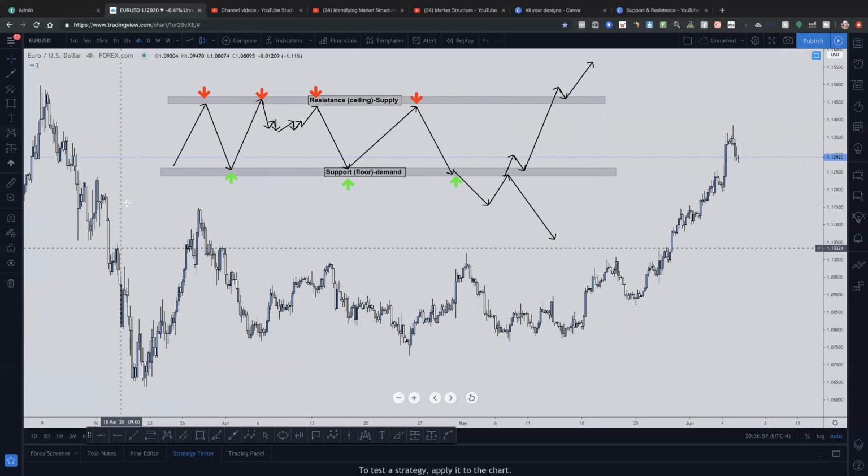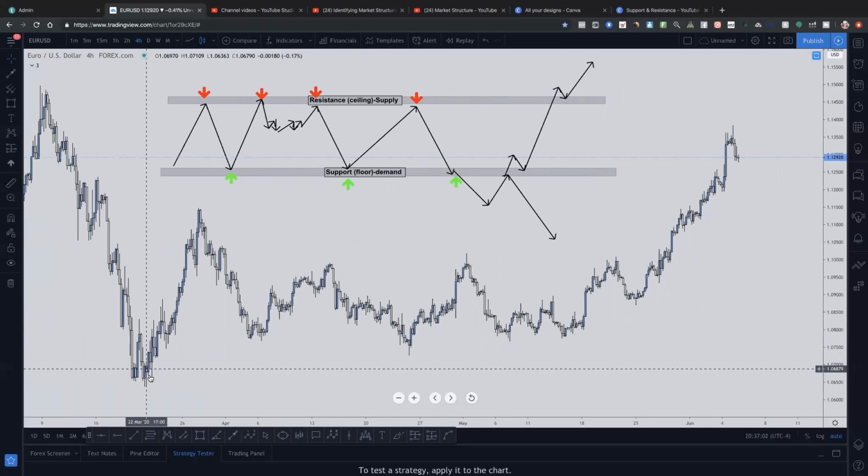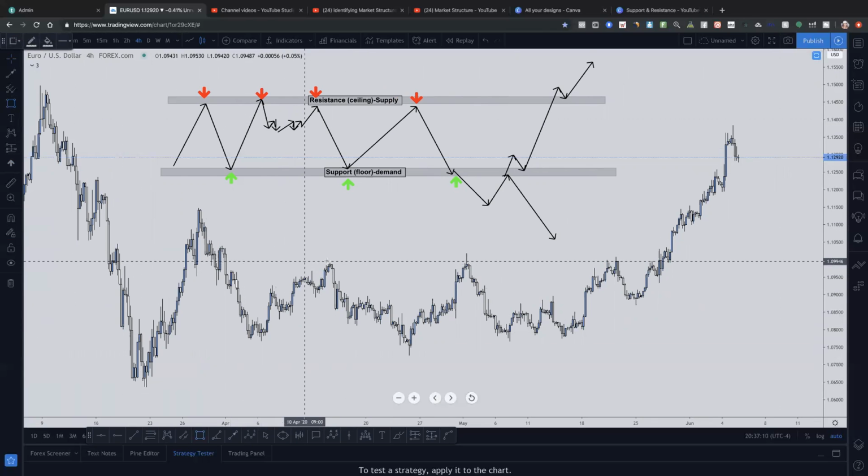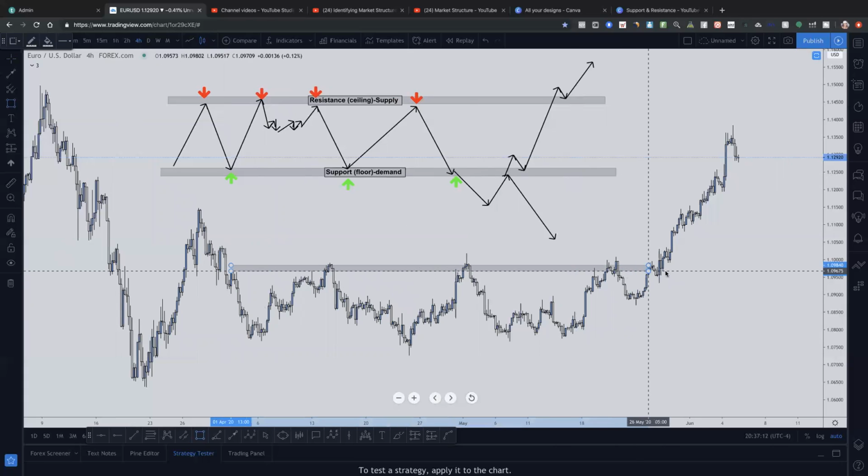So as you can see, the market was in a downtrend here, right? And then it was unable to create a lower low. It did create a higher low, but it did not create a higher high. So what we're seeing is that the market basically started to move sideways.